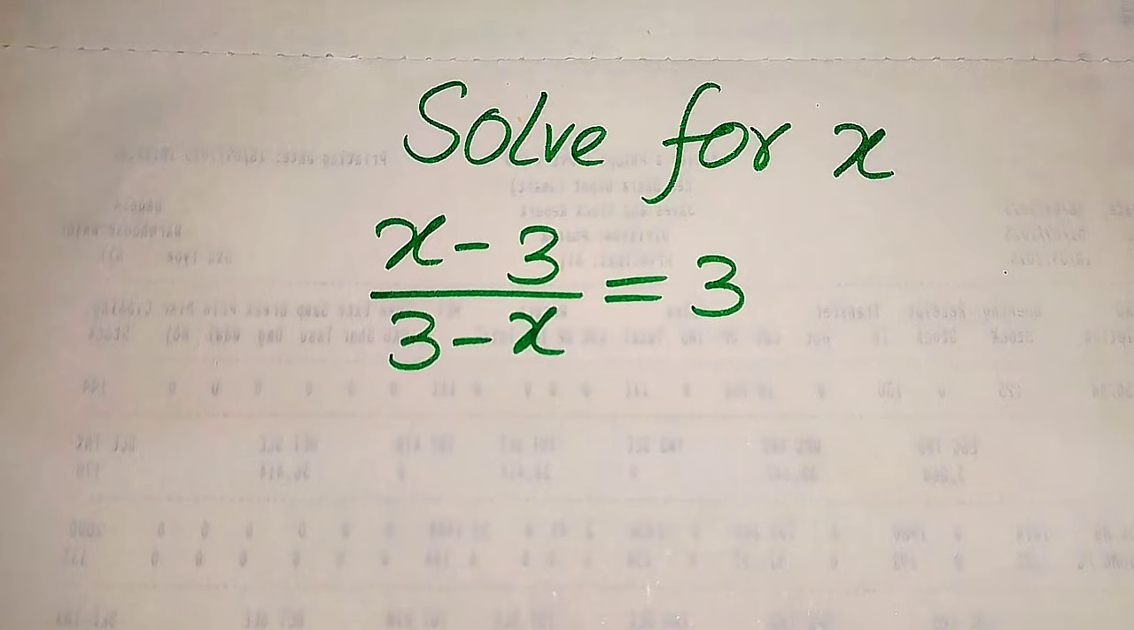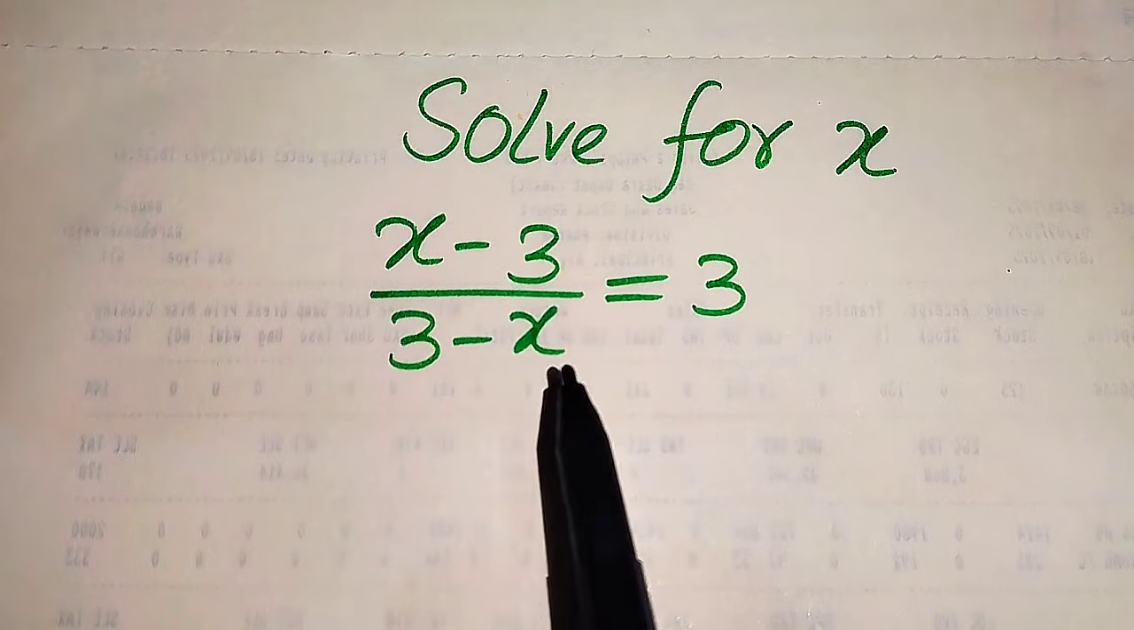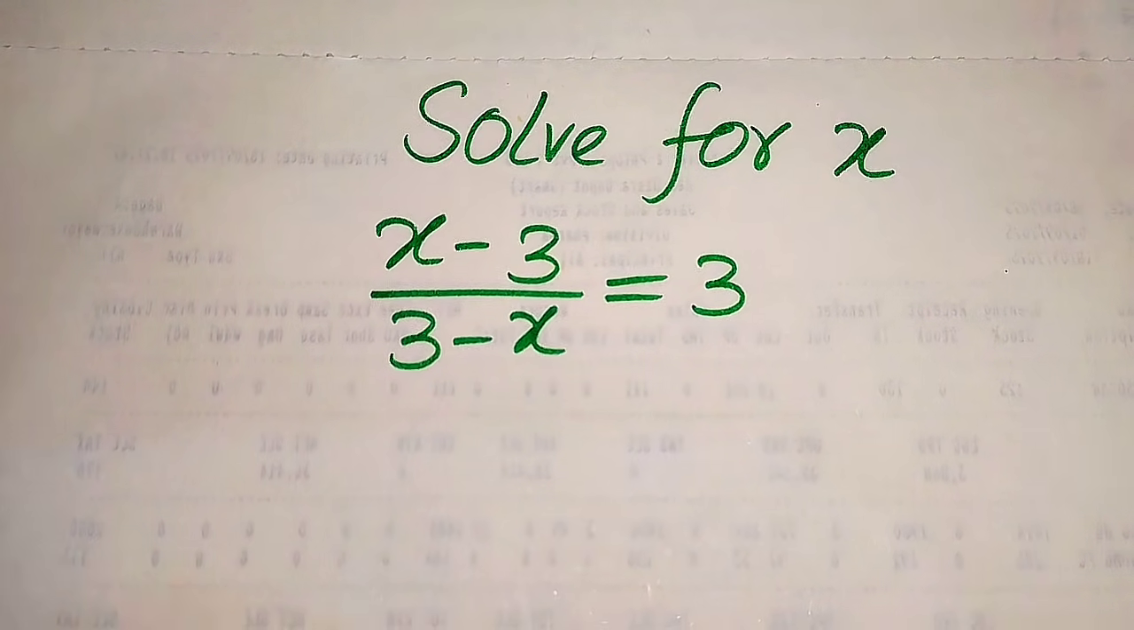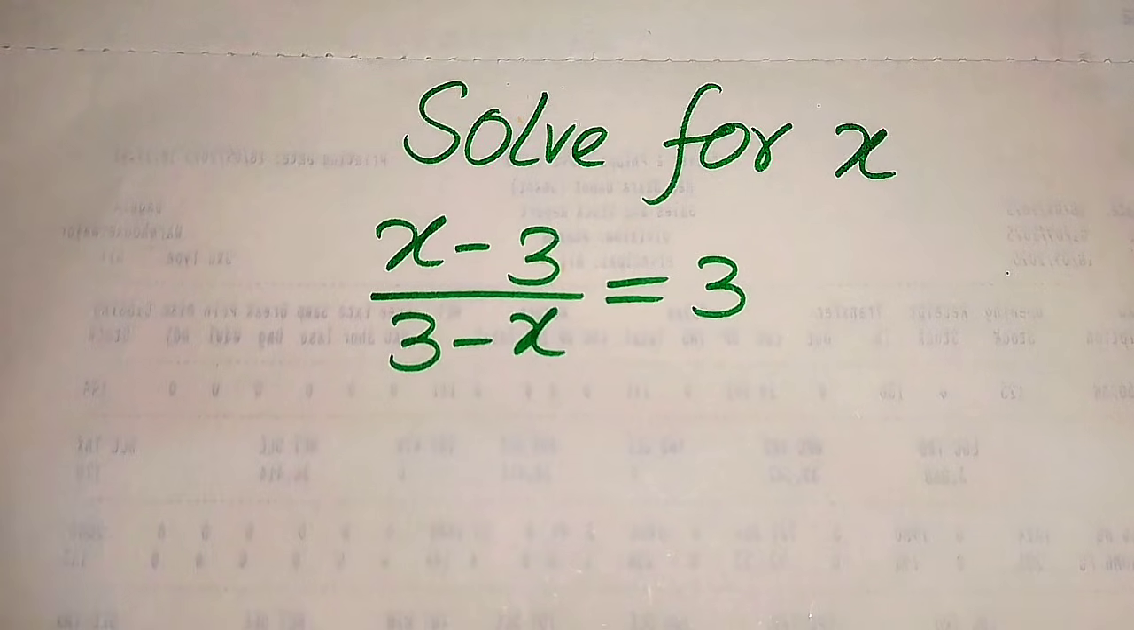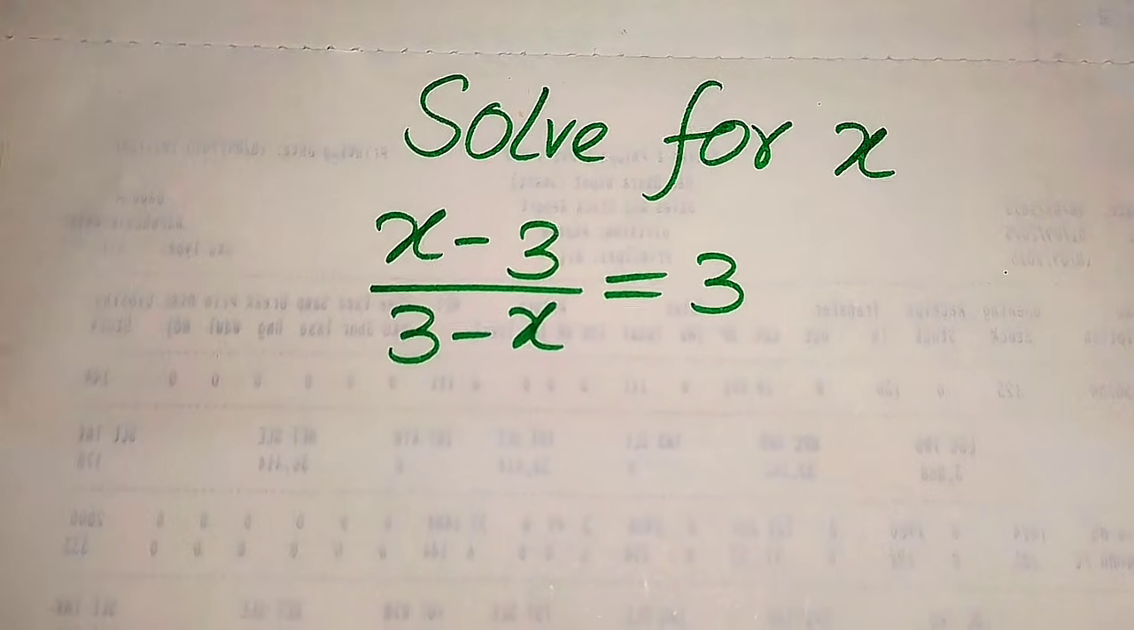Hello everyone, how do we solve this problem for the values of x if we have (x minus 3) divided by (3 minus x) equals 3? We solve this problem for all the values of x. First we need to find all the roots of this equation, and at the last we will verify which of the roots are solutions and which of the roots are extraneous roots.